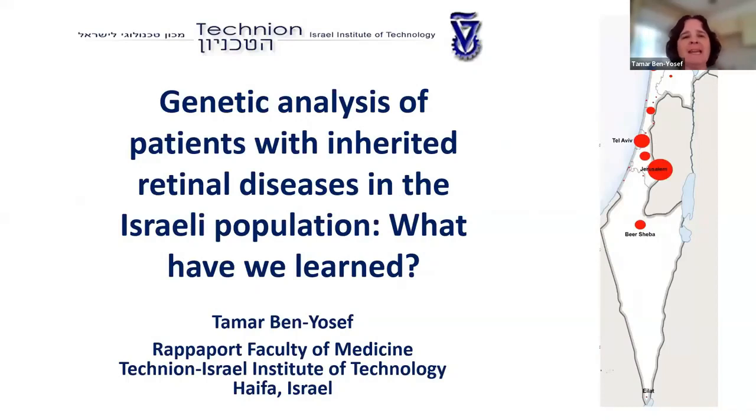I will talk about genetic analysis of patients with inherited retinal diseases in the Israeli population. What have we learned? On the map to the right of my slide, you can see the distribution of IRD patients that we ascertained for this study, and you can see that they're really distributed throughout the country.